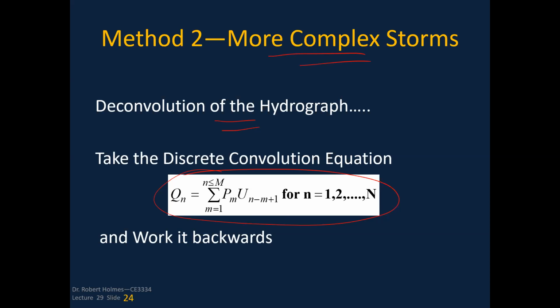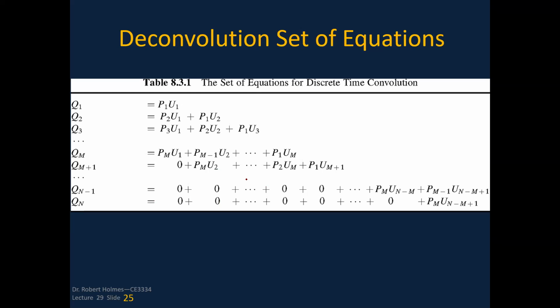We talked about that in lecture 28, how to go through and get Q1, Q2, Q3, the non-zero ordinates of the full hydrograph. You've got the non-zero ordinates of the unit hydrograph and the excess precipitation values there. And so what I'm going to do is take my deconvolution set of equations. Here's what I would have: Q1 is P1U1, and Q2 is P2U1 plus P1U2, and so on and so forth.